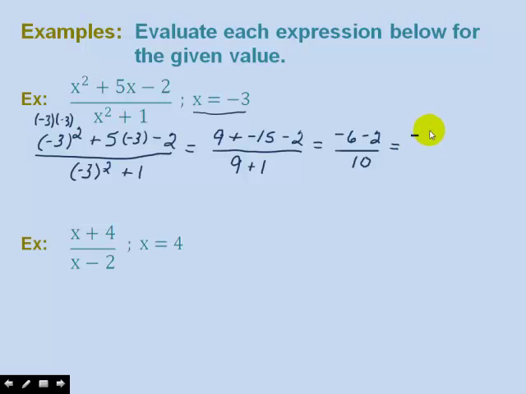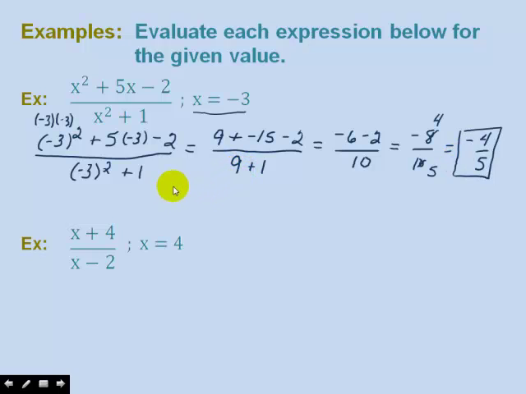So one more step in the numerator, negative 6 minus 2 is negative 8. So we have negative 8 over 10. Now, if we have any factors in common between the numerator and denominator, we can cancel them. And since both 8 and 10 have a factor of 2, we can cancel out a 2. So that gives us 4 up here and 5 down here. And that gives us a final answer of negative 4/5.